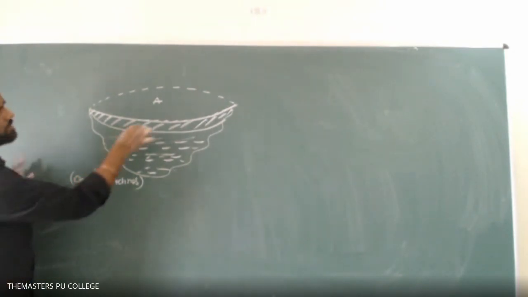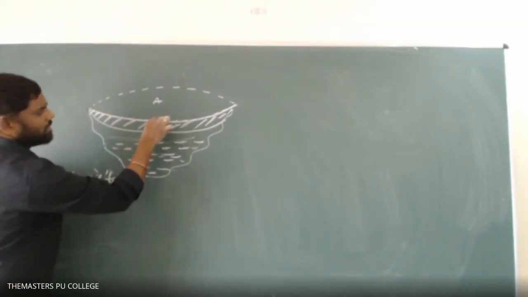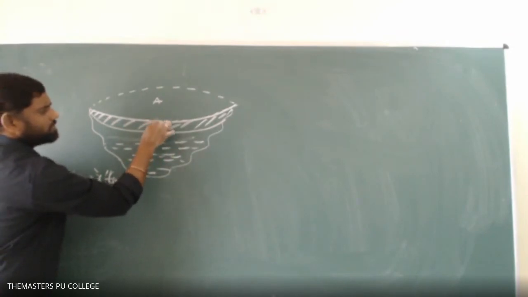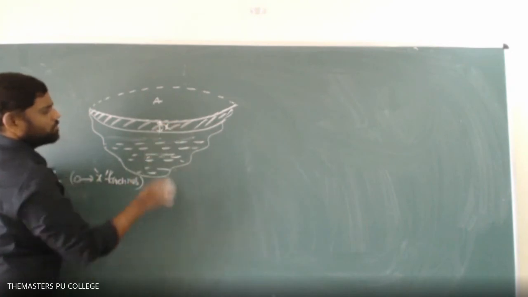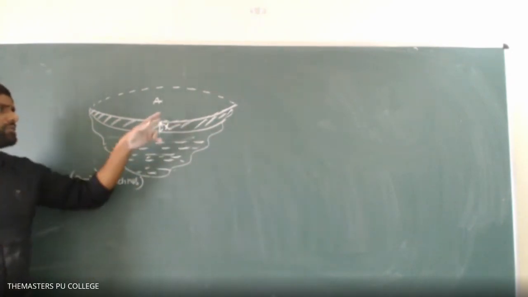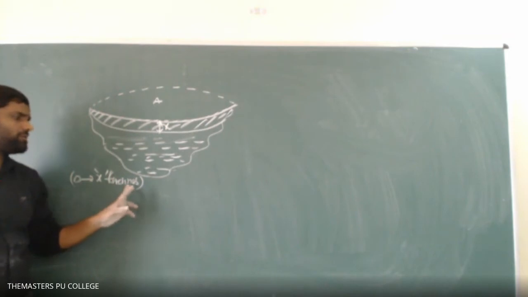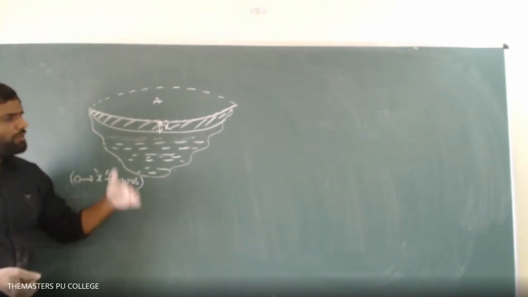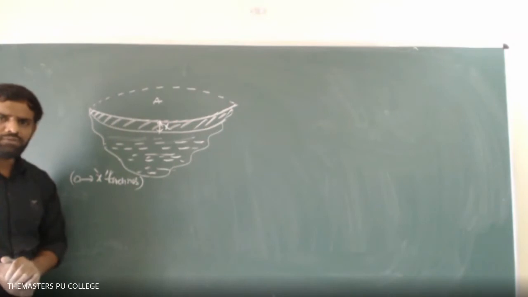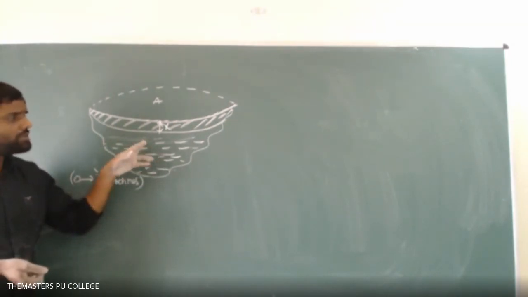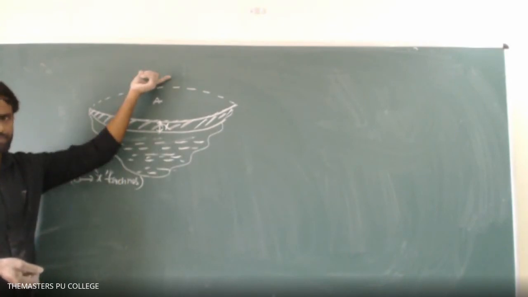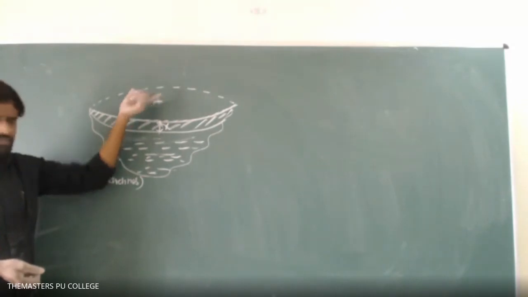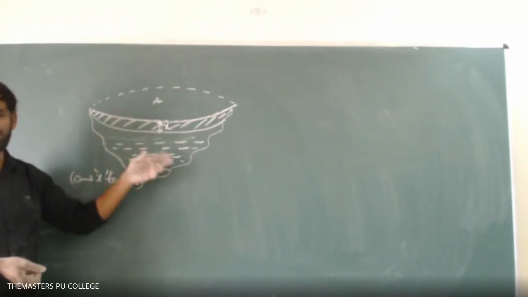Initially there is no ice layer. After a certain time, on the surface of the lake, let the thickness of the ice layer be x. How much time it takes to increase its thickness from 0 to x, that we are going to calculate. How will the ice form? Generally when the heat escapes from the water to the atmosphere, only then will ice start forming.